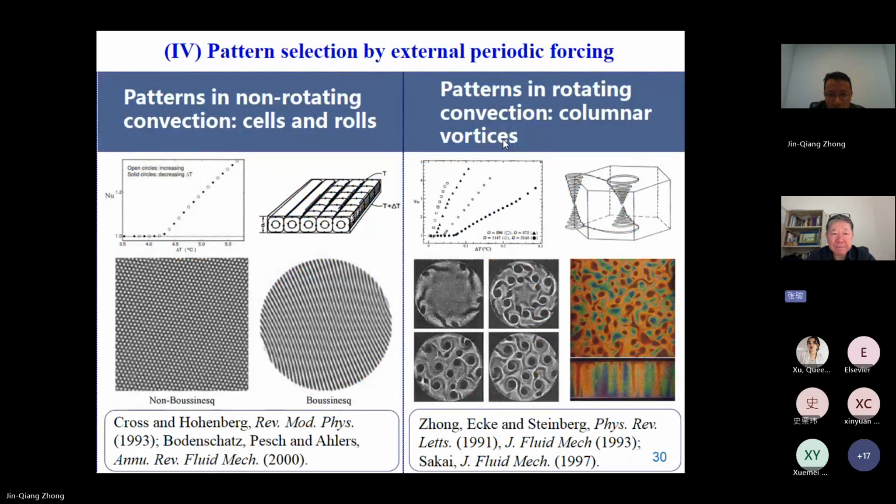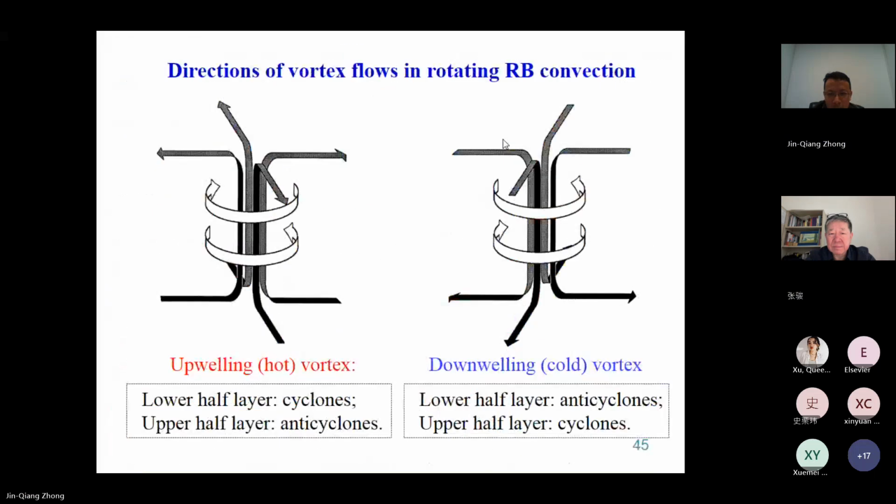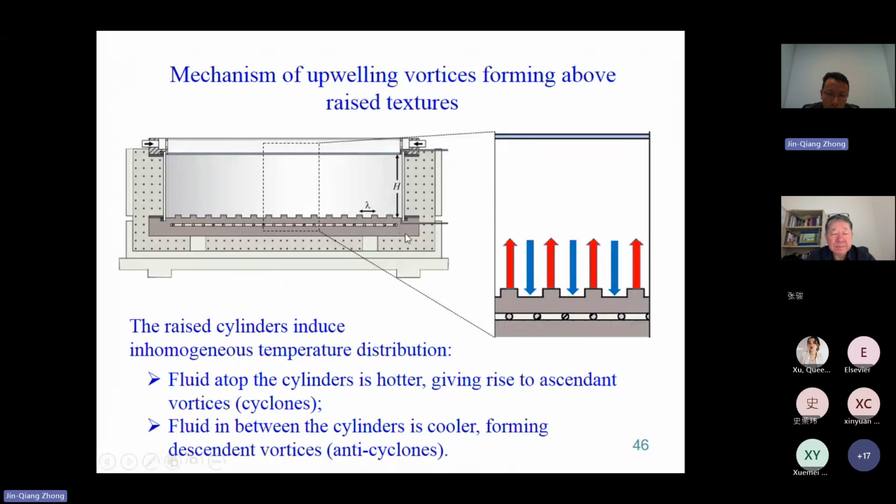By Kai. So maybe I show you a slide. We construct on the hot plate some raised cylinders like this. It's one unit hot plate, and we embed the heating wires here. So the temperature just above this raised cylinder is the same as the temperature at other places without the cylinder. So we found the fluid temperature here is relatively hot, and it will induce the upwelling, the warm vortices.